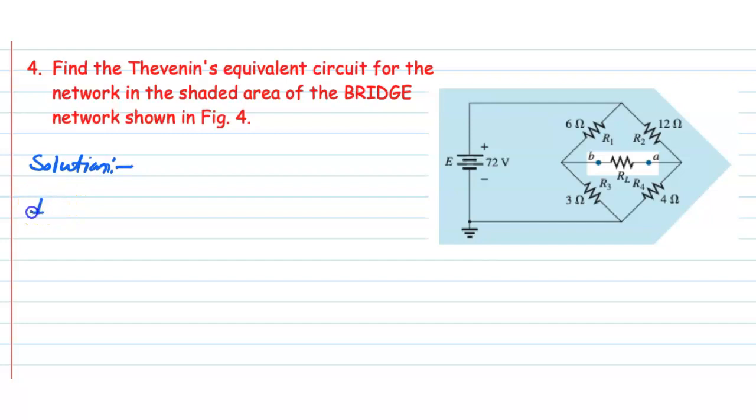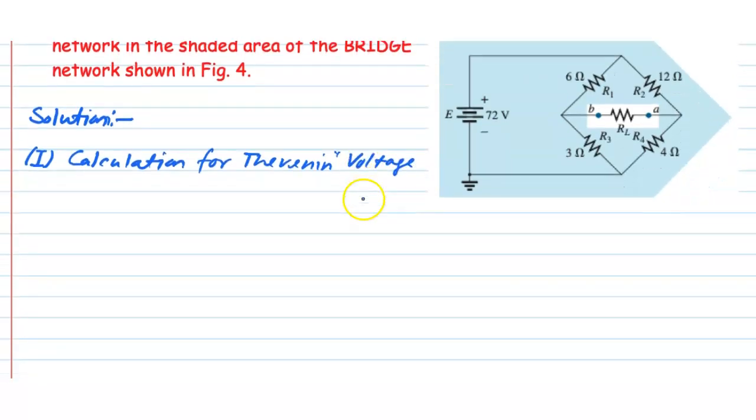Step number 1, calculation of Thevenin voltage. For Thevenin voltage, you first have to remove the load resistance and then find the voltage across these two terminals. So let's redraw this circuit.